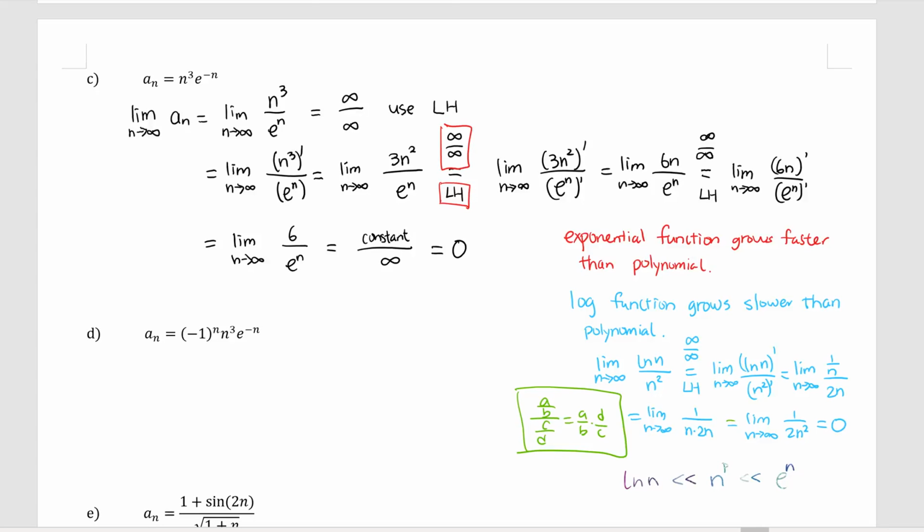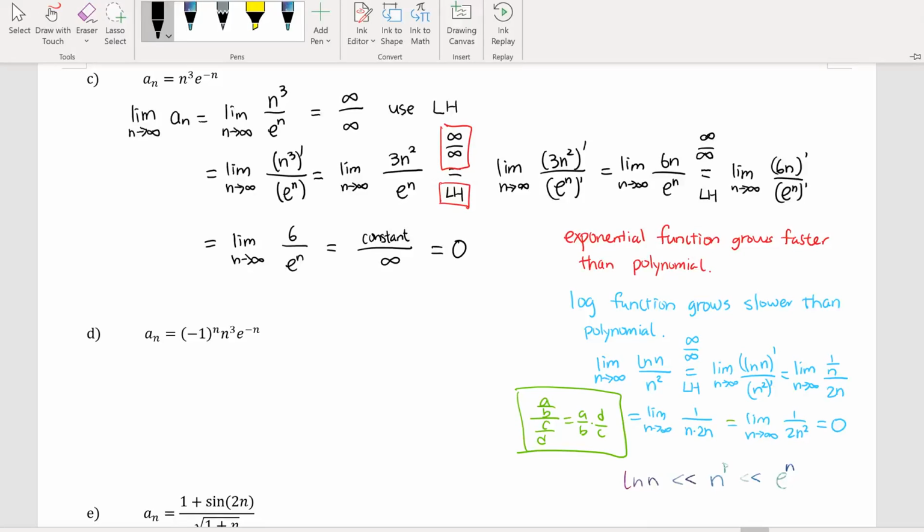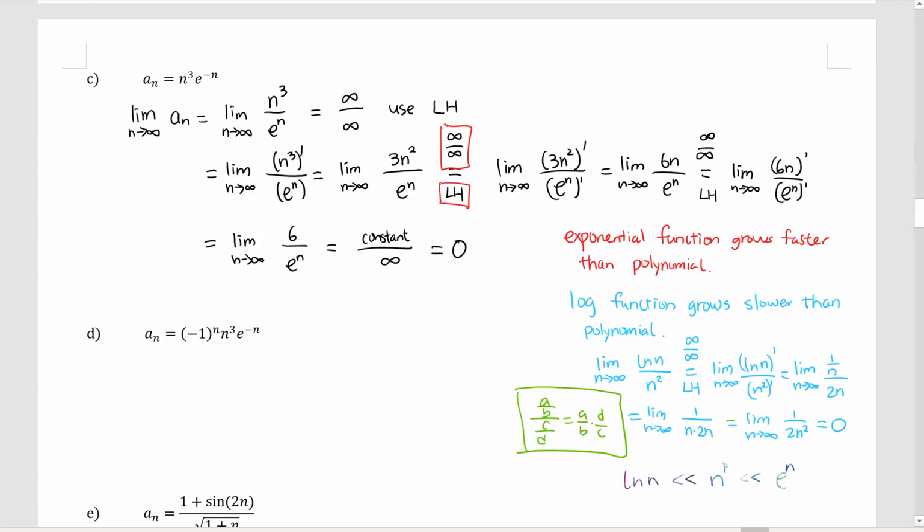Alright, so let's continue. Part D is very similar to part A, but the difference is there is a (-1)^n factor. But you can remember that in this case, we can compute ln of the absolute value of a sub n, and then the (-1)^n becomes 1. So we have n cubed e to the minus n. Well, that's exactly part C, right? From part C, we get 0.